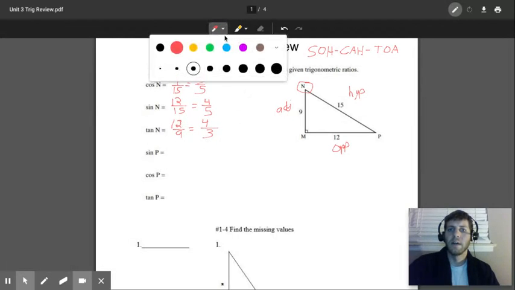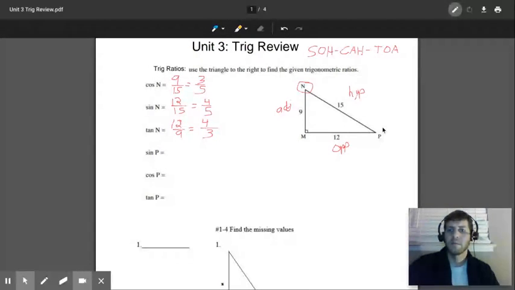Okay, we can then look at the other angle here. If we look at angle P, the hypotenuse stays the same. Across from P is your opposite, so 9 is going to be our opposite. And then 12 is going to be our adjacent.